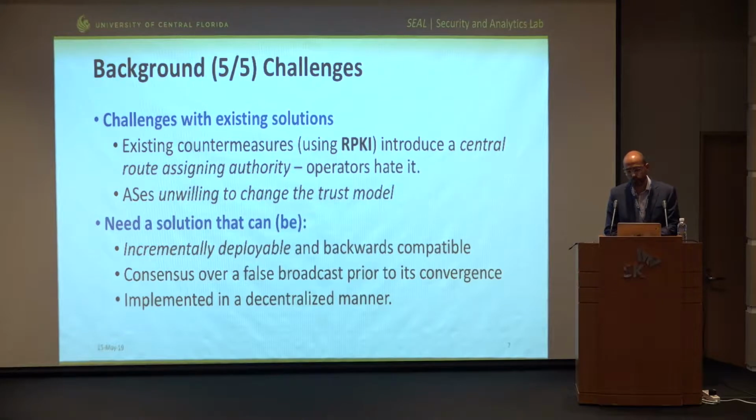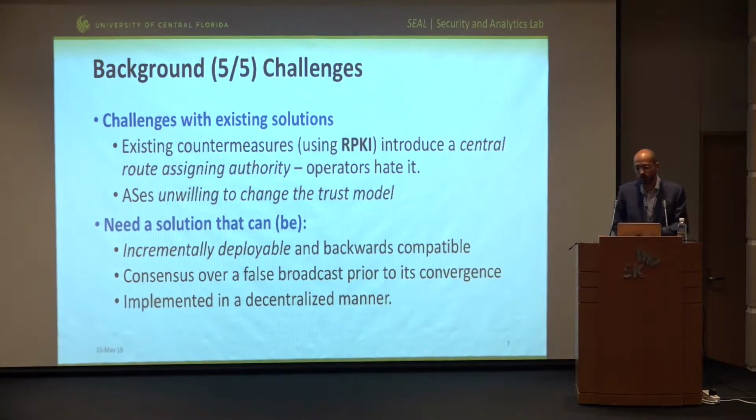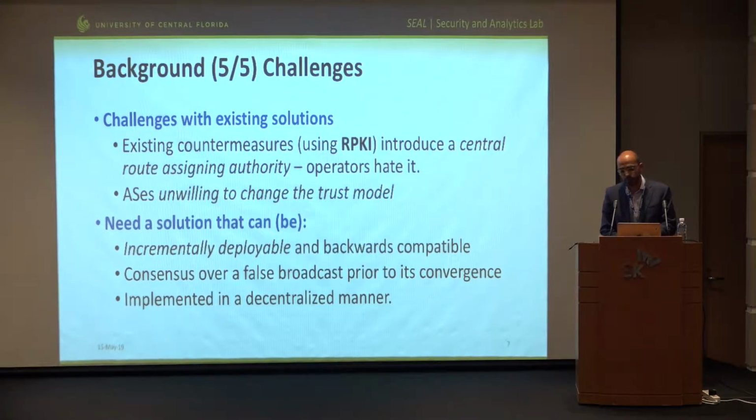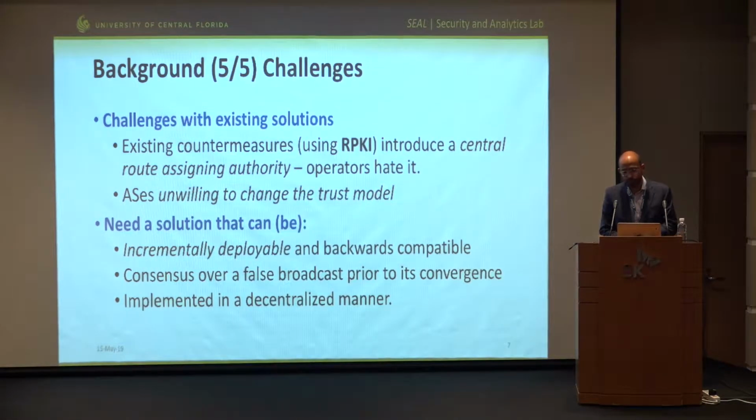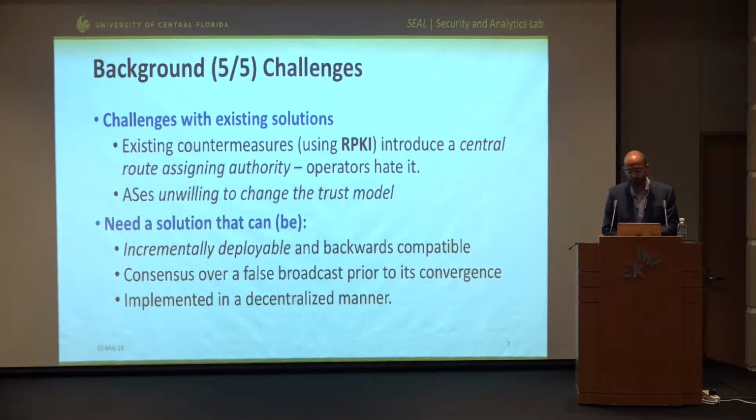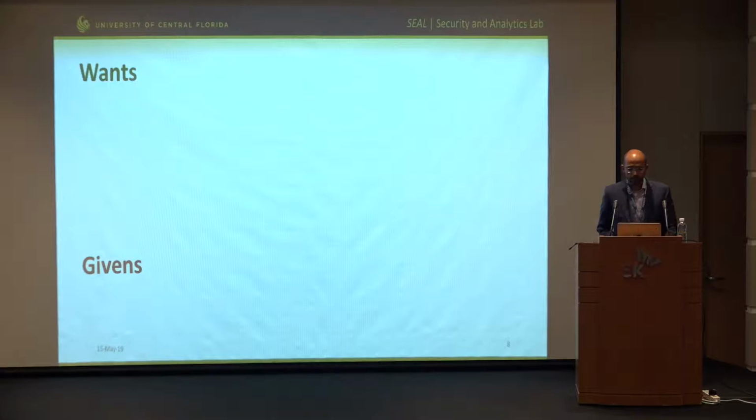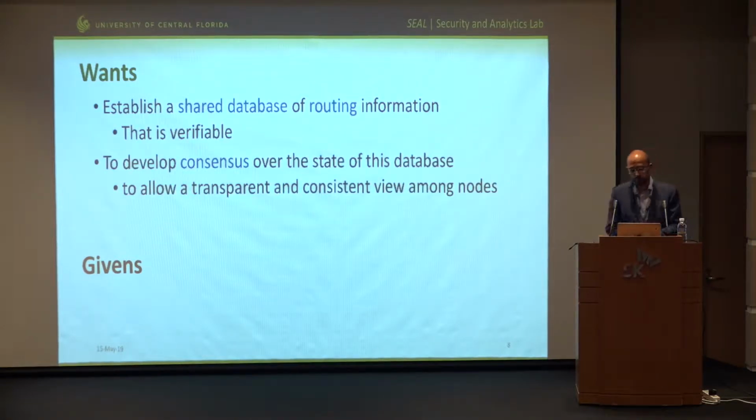We want to have a consensus over false announcements before they are converged into the system, into routing tables. That is to say, we want a very fast consensus algorithm for the announcements, and we want to implement it in a decentralized manner as much as possible. And so what we want is to establish a shared database of routing information that is verifiable by all peers. We want to develop a consensus over the state of this database to allow transparent and consistent viewing among nodes.